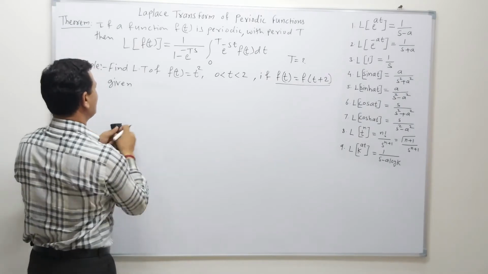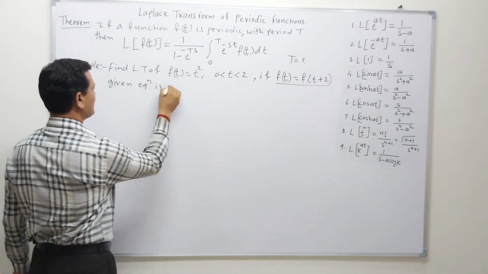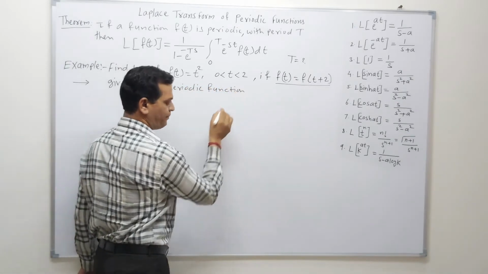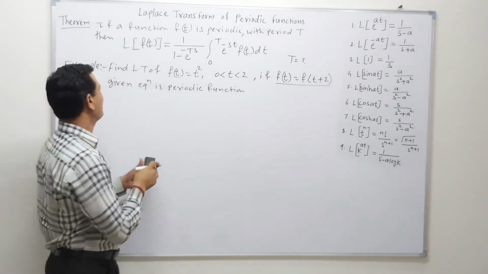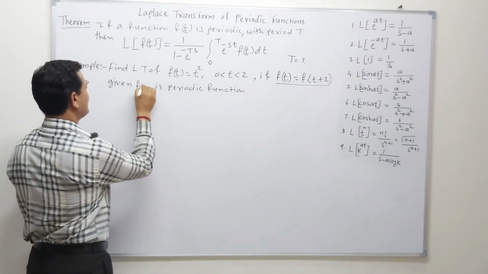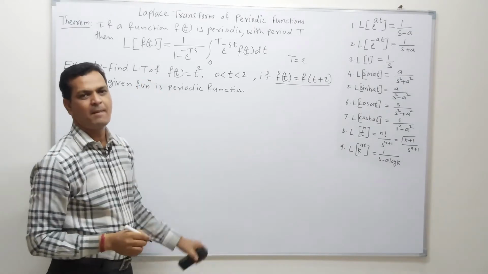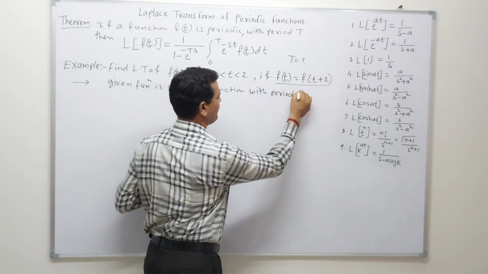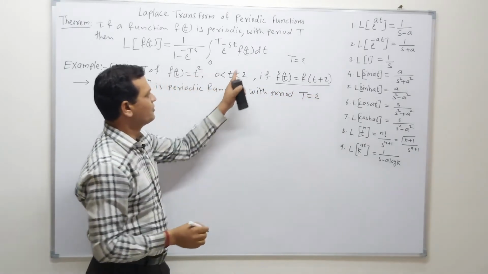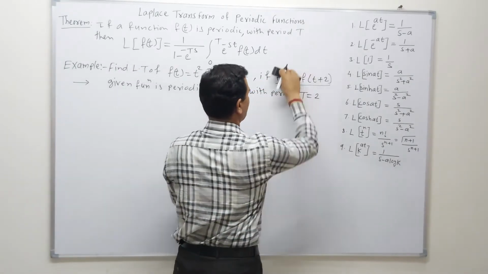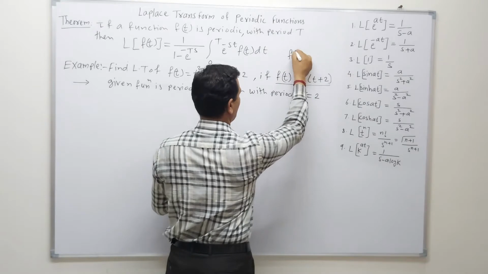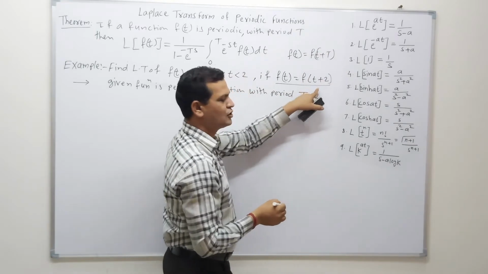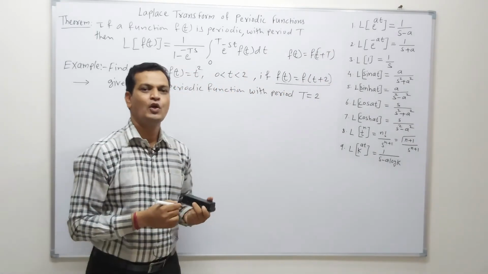So the given equation, or better, the given function, is periodic with period capital T equal to 2. Because the definition of a periodic function says f of t is equal to f of t plus capital T, if we compare these two parts, then we get the value of capital T as 2.